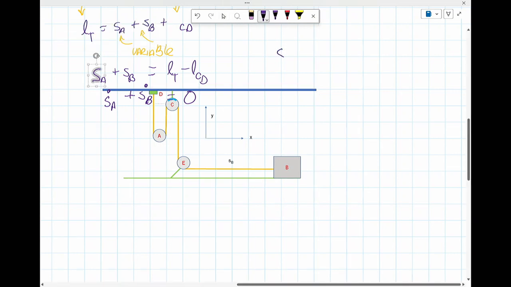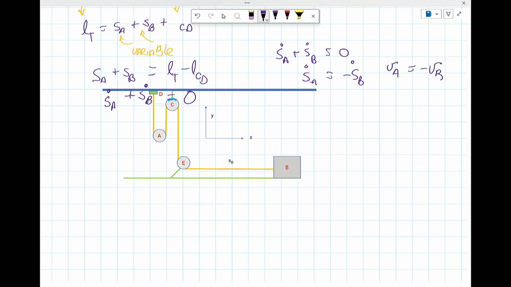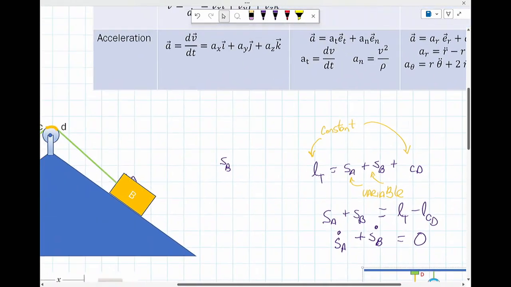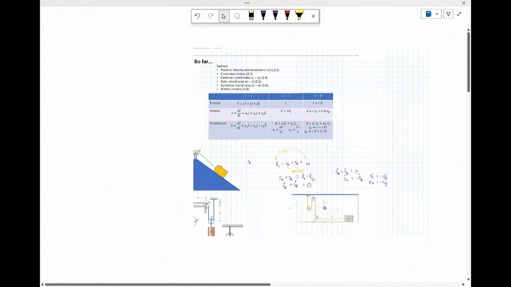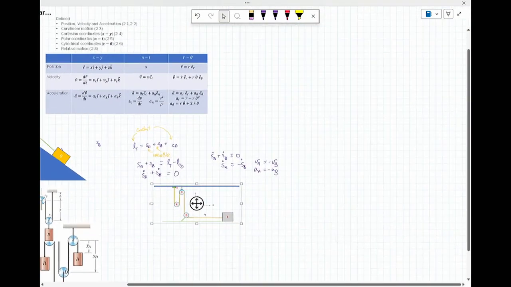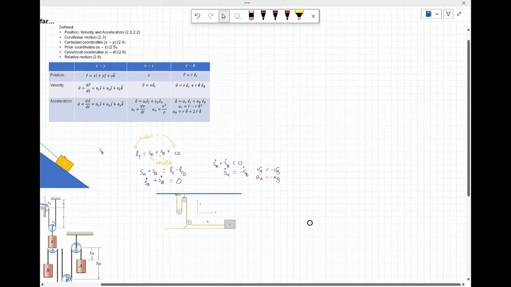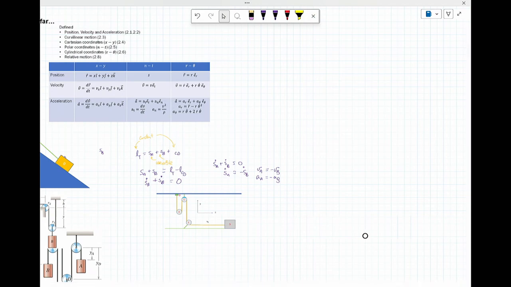All right, I'm just going to rewrite this over here. SA dot plus SB dot is equal to 0. SA dot equals minus SB dot, which tells you VA equals minus VB, and acceleration of A equals acceleration of B. Which is not a surprise if you're looking at the right figure. Oh, there we go, finally. Right there. Okay. So really tiny script.